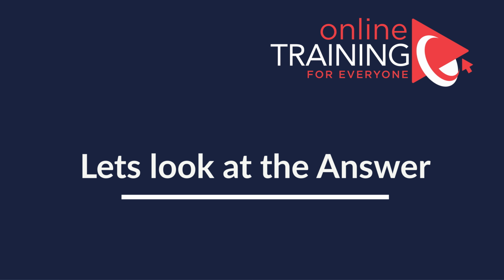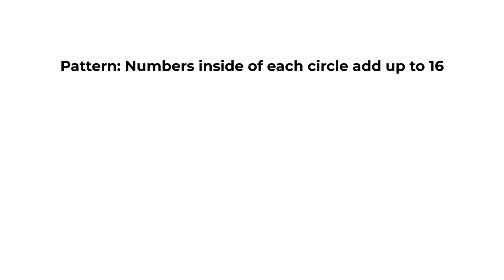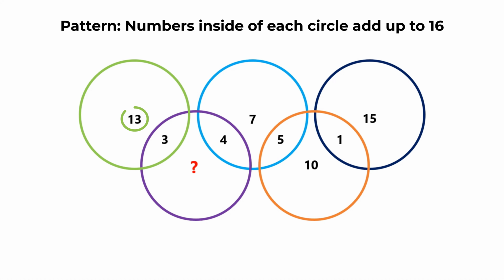As you might have figured out by now, the sum of the numbers in each circle adds up to 16. For example, let's look at the green circle. We have numbers 13 and 3, and 13 plus 3 equals 16. In the blue circle, we have numbers 4 plus 7 plus 5, and all of them add up to 16.